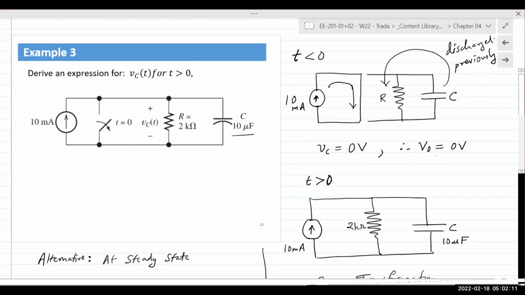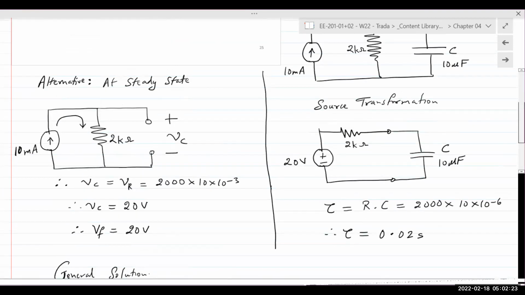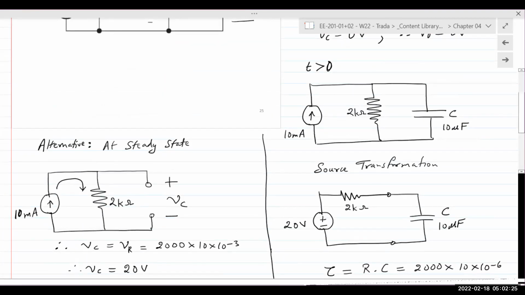Now, for t greater than 0, the switch flips open. When the switch flips open, the circuit becomes like this. The current source now has passage only through the resistor and the capacitor. If we examine the circuit, we have a source present, and so this is a step response problem.